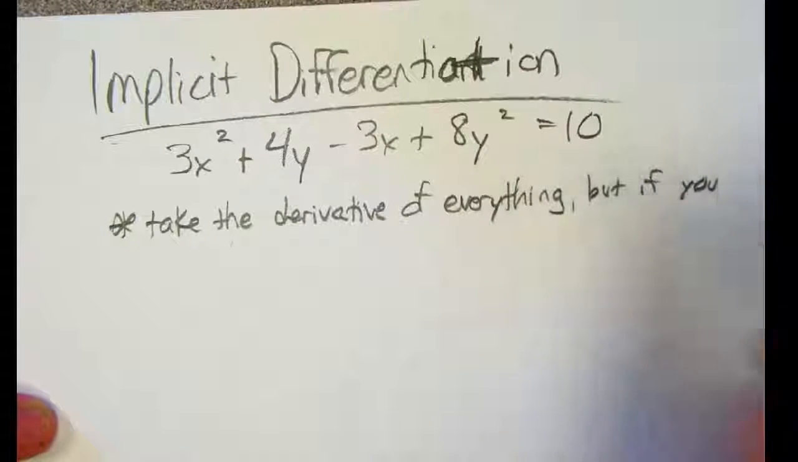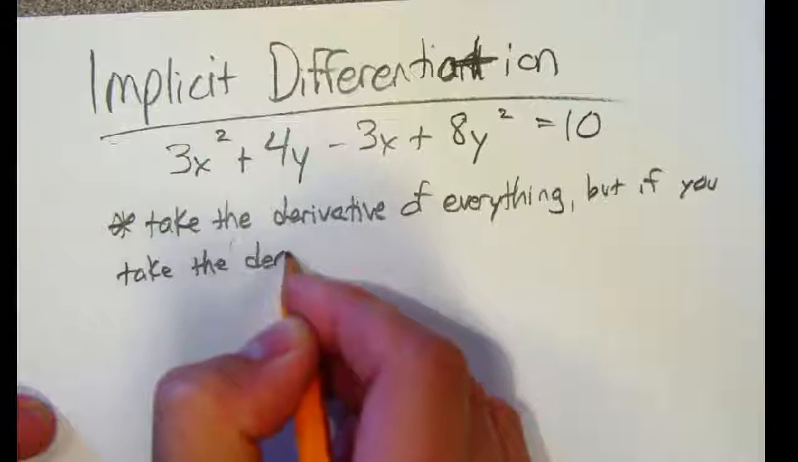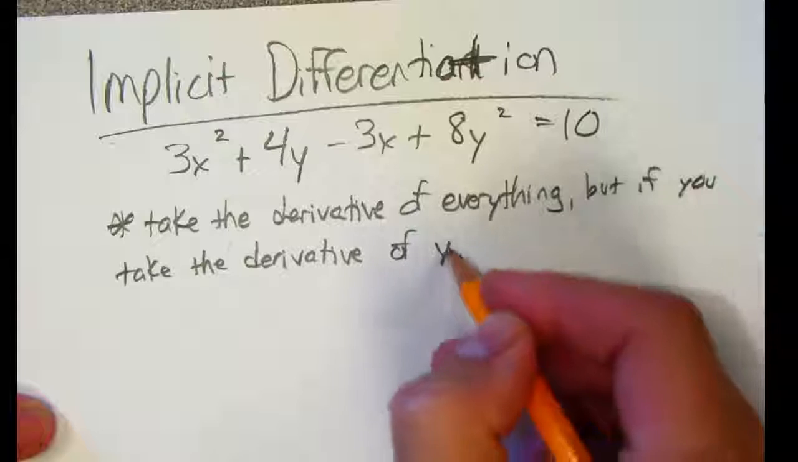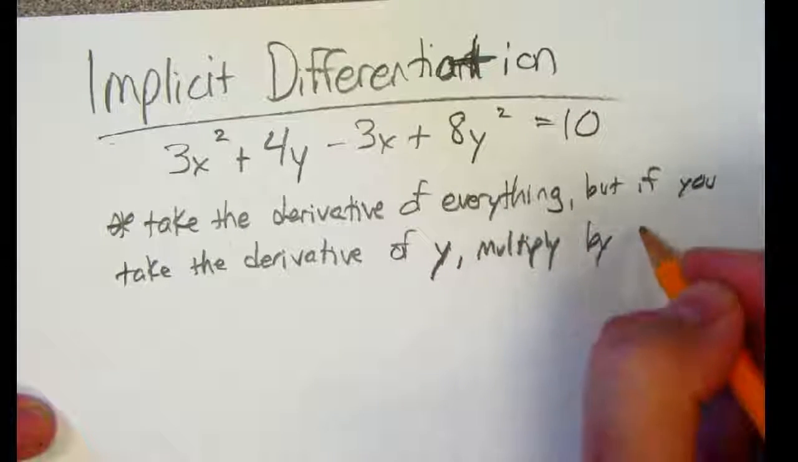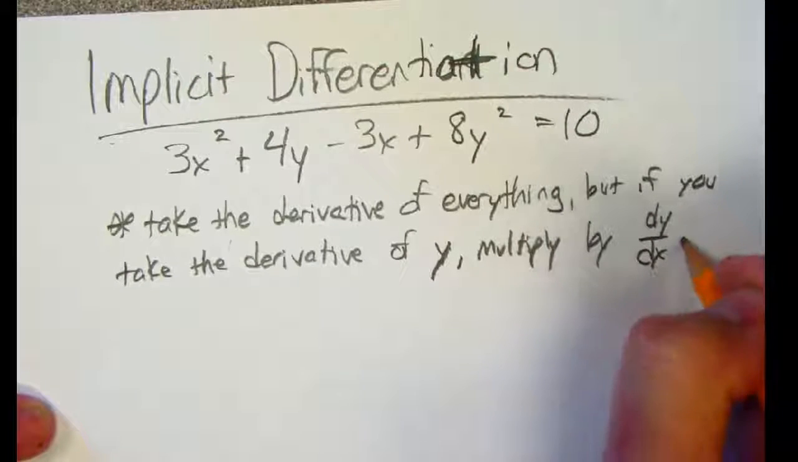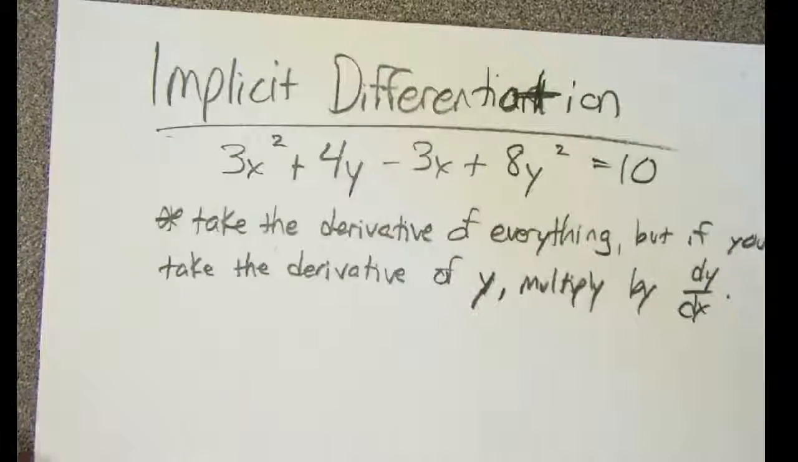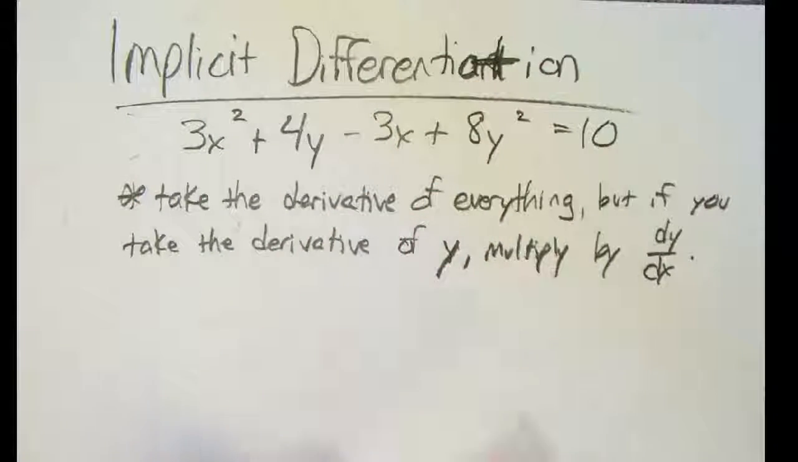But if you take the derivative of a y, you're going to multiply by dy over dx. It's kind of like the du idea. It's really a chain rule thing that's happening. I don't want to get into too much of the theory behind it. I don't think that's really necessary, but it's basically a chain rule idea. So I'm going to do this problem and write out a step, do the problem, write out a step, do the problem.